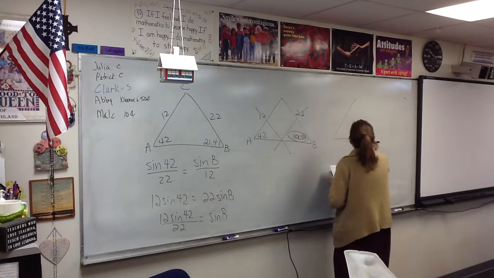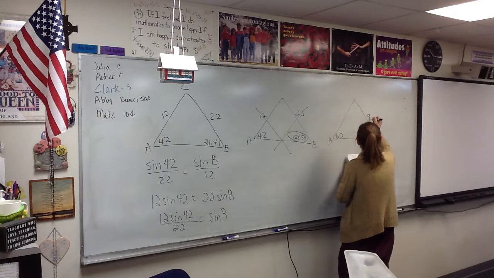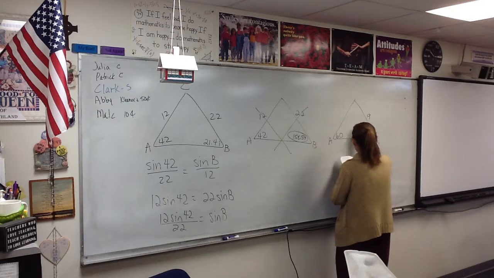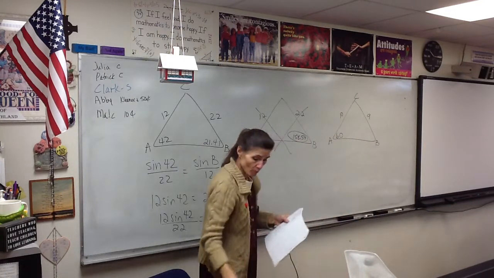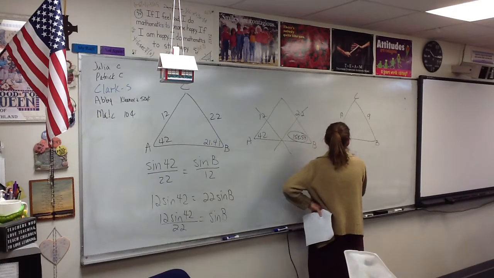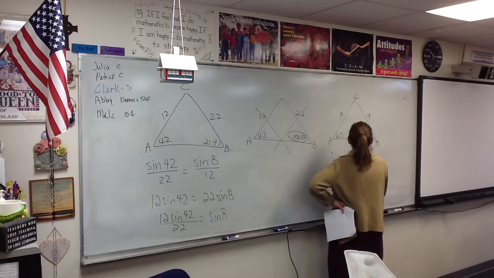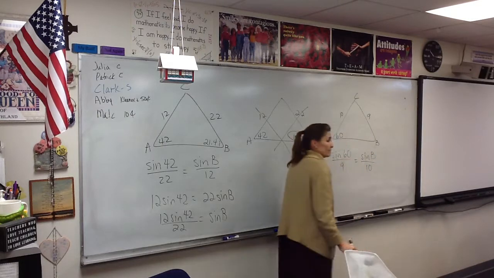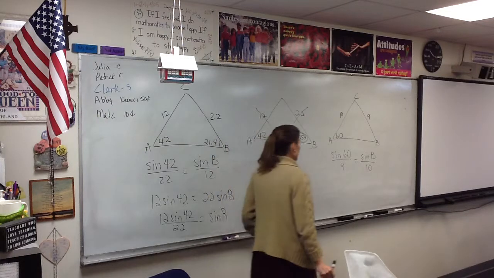All right, I'm drawing a picture of the next one. Maya Brownlow, did you say you wanted to set this up for me? Okay, sine 60 over 9, and then sine B over, what's the other one, 10? You are exactly right. Yep, that was done. Now we will cross multiply.